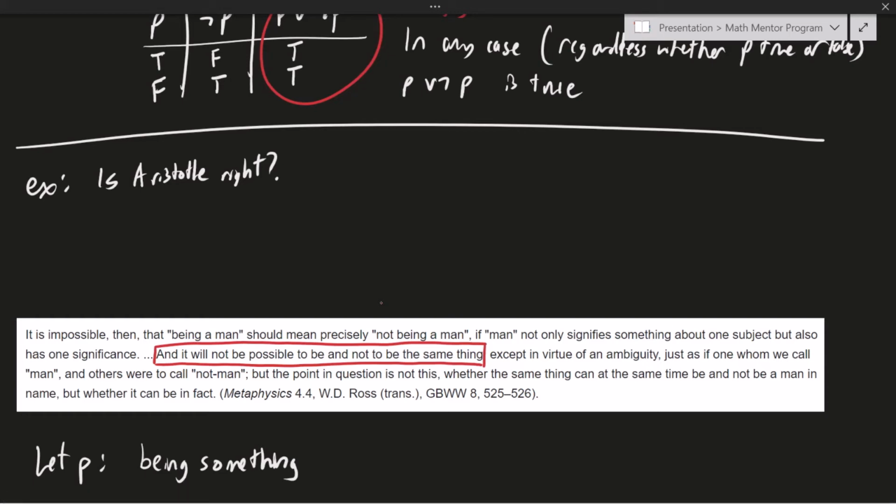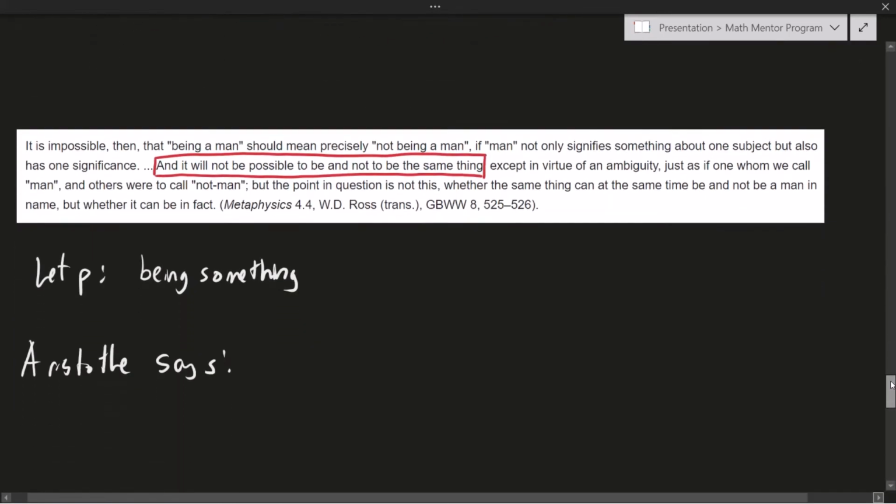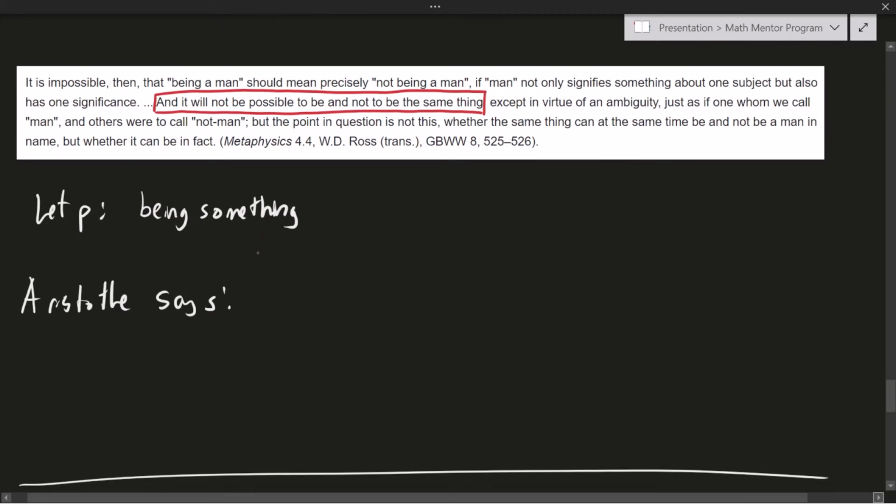So let the statement P, the symbol P, represent being something. What Aristotle has said in this statement is that it will not be possible to be and not be the same thing. And so we're going to test whether this is true by forming a truth table again. Again, since we only have one thing, P, we only need one initial column, which is P. So again, P could either be true or false. Then what is not P, right?